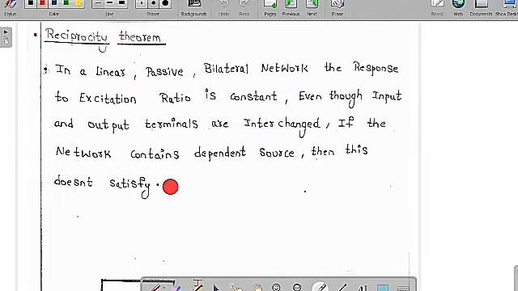Then definitely, if you interchange the source and the response, the ratio of the response to excitation is always going to be constant. That is the meaning of the reciprocity theorem. There has to be an independent source and also the response. We interchange their positions, and still the ratio of the response to excitation will always be constant. That is the meaning of the reciprocity theorem.